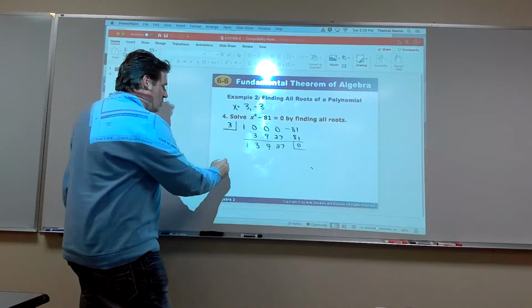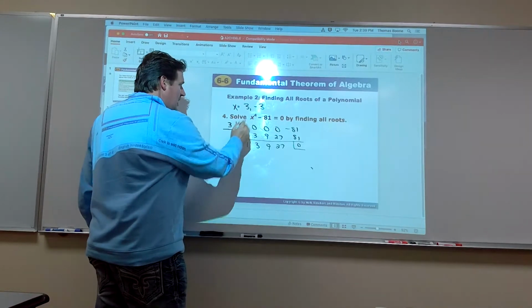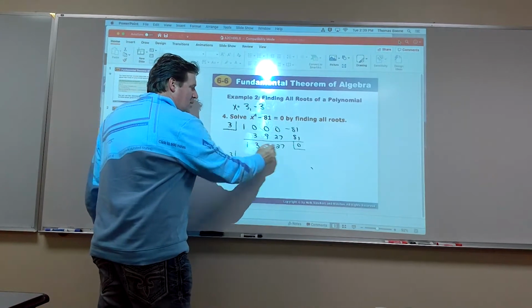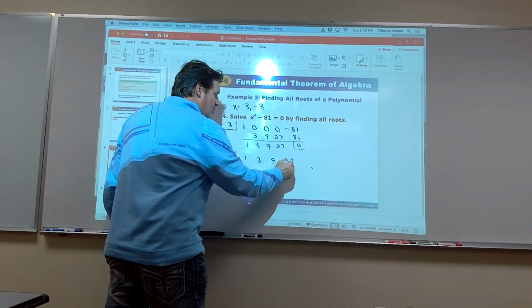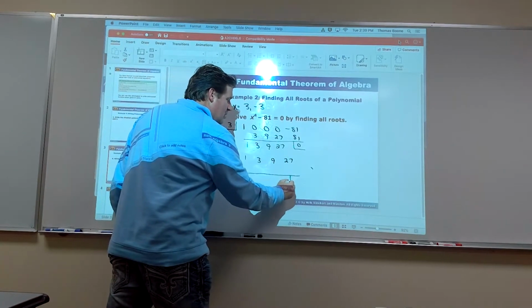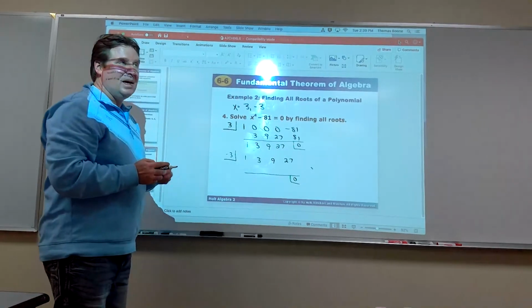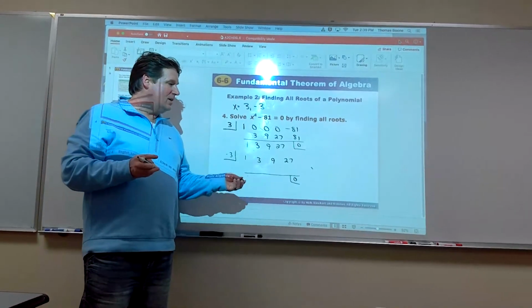Now by dividing that out, we have gone from a 4th degree, a quartic, to a 3rd degree, a cubic. So we're going to divide again. This time we're going to put the -3. This time we're going to use these coefficients, 1, 3, 9, and 27. Now once again, we should get a 0 for the remainder because it's a factor and should divide equally.